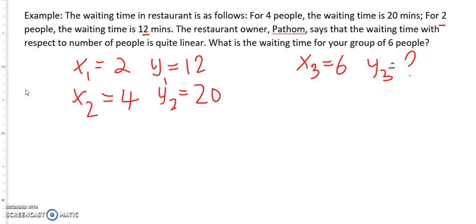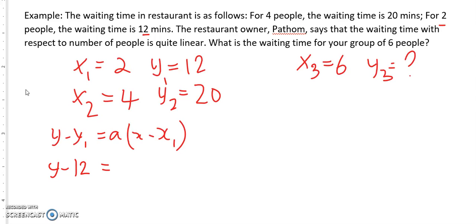Okay, so how do we do this? The equation is y minus y1 is equal to a times x minus x1. This is the slope equation. I'm just doing it with a different methodology. So y minus 12 is equal to a times x minus x1, where x1 is 2, substituting y1 equal to 12 here. The question is, what is a? We need to find a. How do you find a?